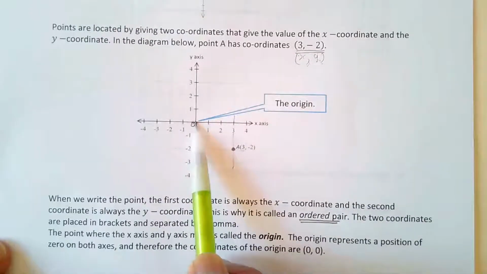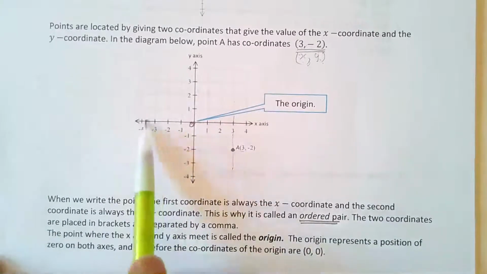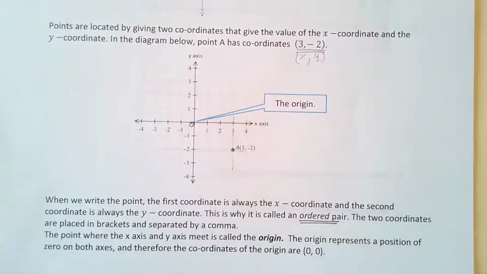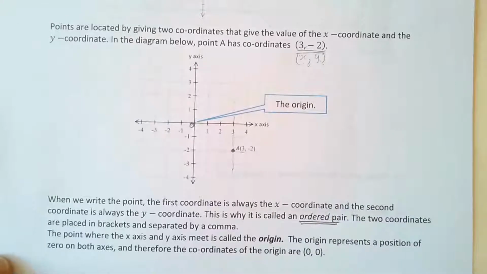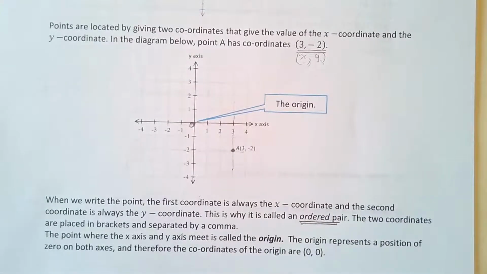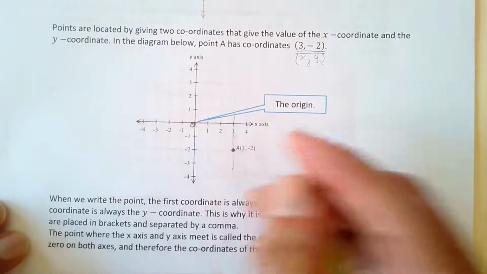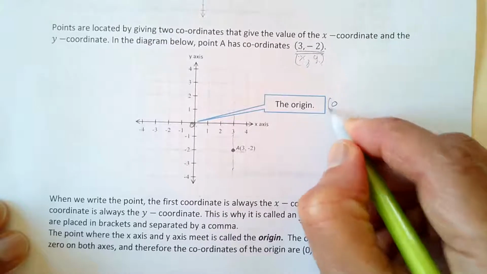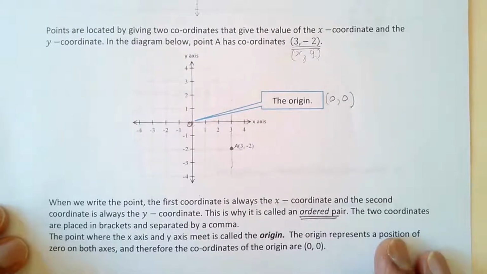This is the origin, where the x and y axes meet. Here we have the y-axis, and here we have the x-axis. Where they meet is referred to as the origin, and it's always labeled (0, 0). So the origin is 0 because x is 0 and y is 0 at that point.